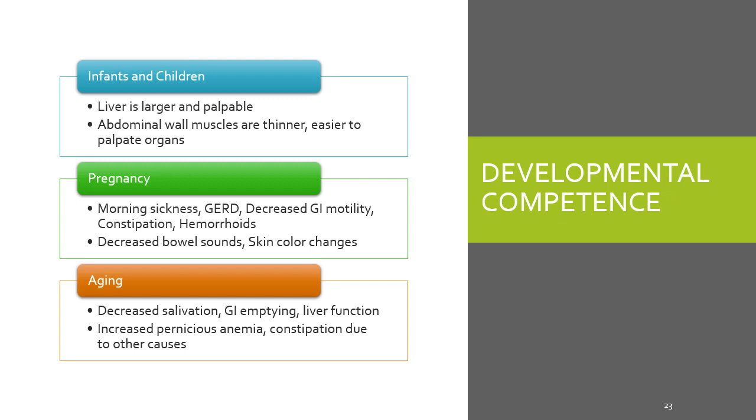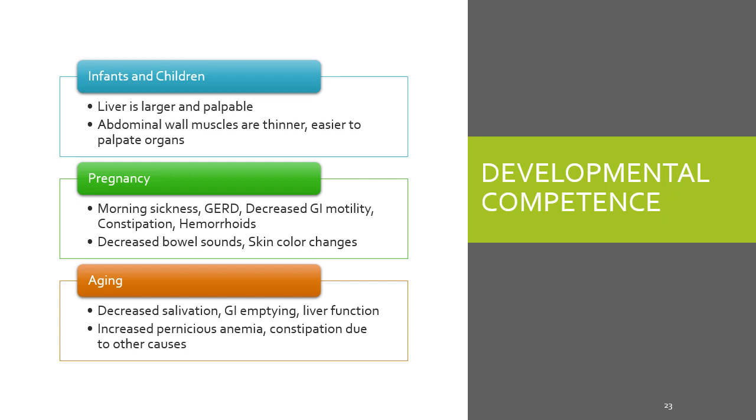During pregnancy, there's a lot of GI changes, things like nausea, vomiting from morning sickness, a lot of reflux, decreased GI motility, constipation, hemorrhoids from increased intra-abdominal pressure, decreased bowel sounds, skin color changes. So just think about when you're doing your assessment, what's normal for the pregnancy versus what might be abnormal based on disease.